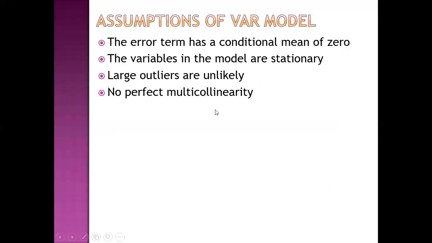These are the assumptions of the vector autoregressive model. The error terms have a conditional mean of 0. The variables in the model are stationary. Large outliers are unlikely, and there is no perfect multicollinearity. Now, a Python code example.